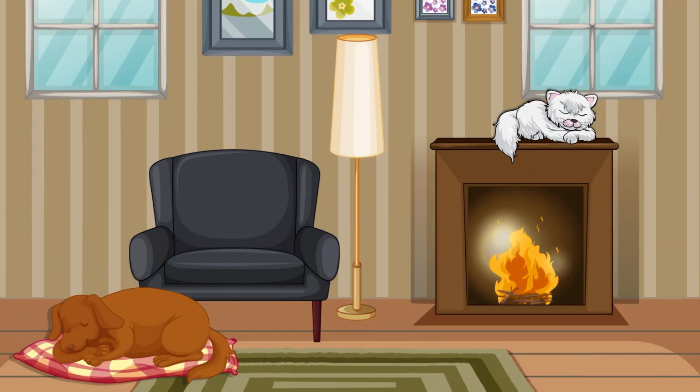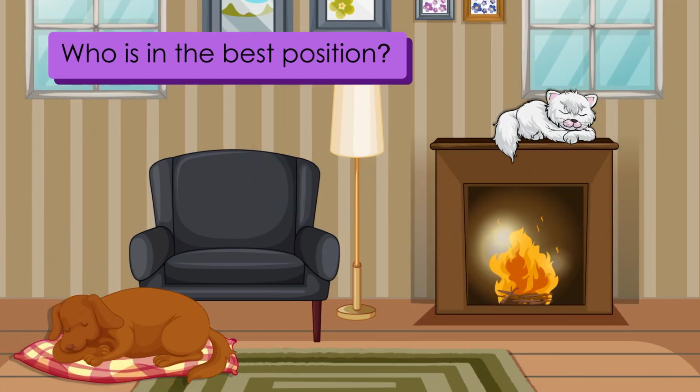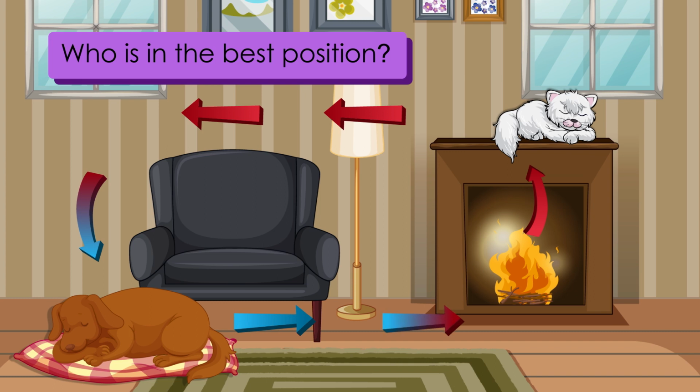In this picture, who is in the best position? Yes, the cat is in the best position in the cold weather. Hot air is lighter than the surrounding air. So, the cat will get more heat energy because of its position above the dog.